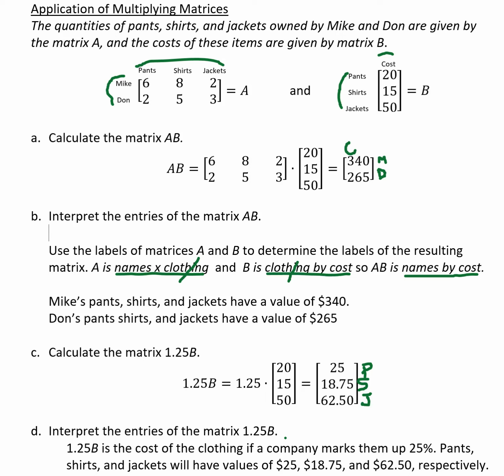On D, we now interpret these values. It says interpret the entries of the matrix 1.25B. All right, so 1.25B is the cost of the clothing for each article if a company marks them up 25%. So pants, shirts, and jackets will have the values of 25, 18.75, and 62.50 respectively.